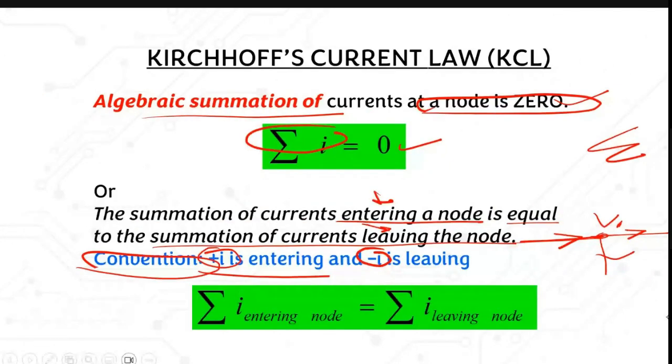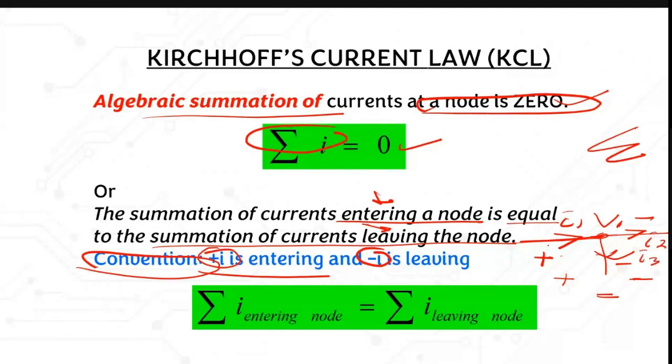So you need to put the convention sign here. The entering is a positive current, so just put the positive sign, and the leaving you just put the negative. So the summation of current entering is equal to the summation of current leaving. Let's say the positive is I1, and here is I2, and here is I3.